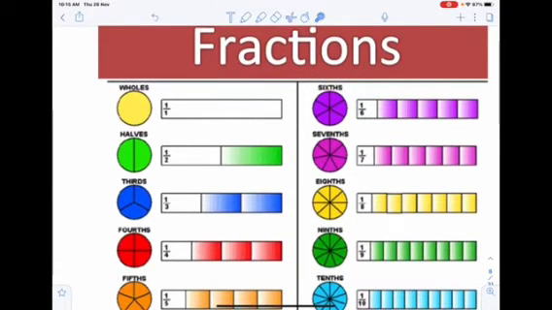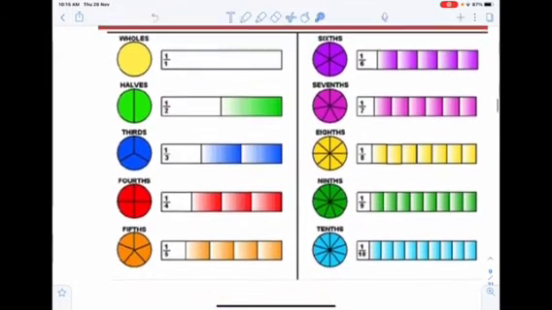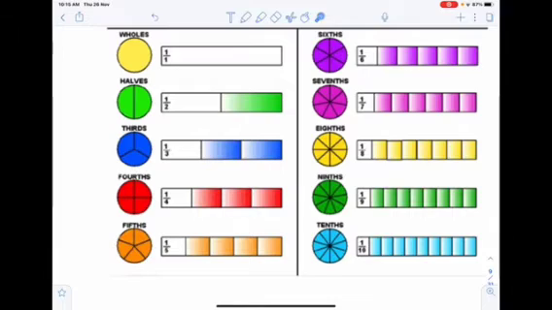Children, whatever we discussed now is represented in a tabular column for your easy understanding. See here, the whole is represented as 1. That also can be represented in a fractional form as 1 by 1. Then coming to the exact half we have learnt, this is represented as 1 by 2 because we have divided it into 2 parts and we are considering only one part out of it. So that is called half.